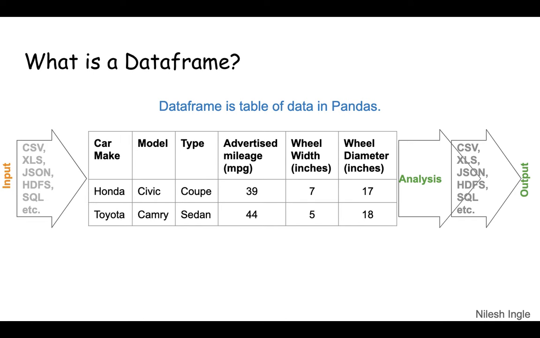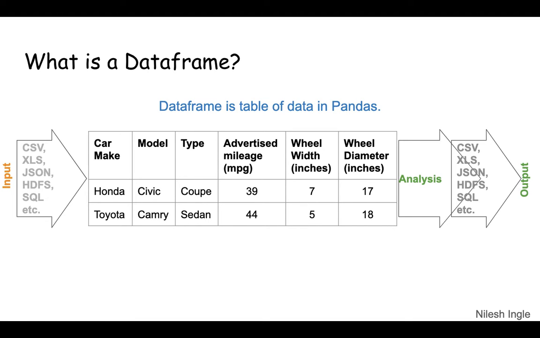So here on the slide we see a table, and a data frame is exactly that. It's a table with a couple of rows and columns. Each column in this particular table is a pandas series. So car make would be one series, the model would be one series, type would be another series. So it's a compilation of series that makes a data frame.